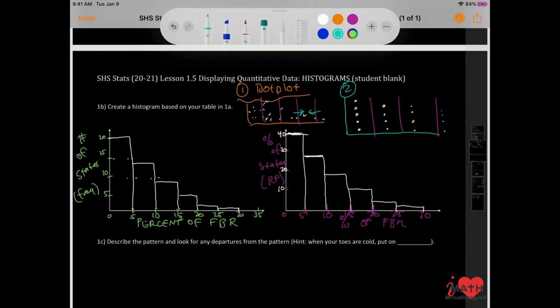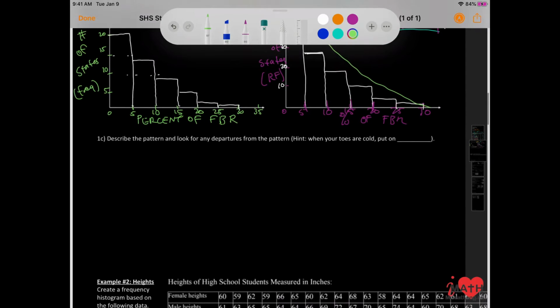So essentially, dot plots actually form a histogram. Remember, we were drawing these curves above our data. Do you remember that? You're kind of doing the same thing even in this graph. Does that make sense? And you actually get the same shape. So describe the pattern and look at any departures from the pattern. Hint: when your toes are cold, you put on what? Socks.